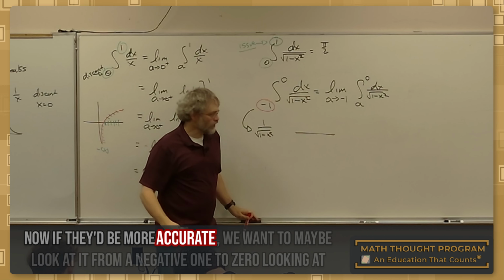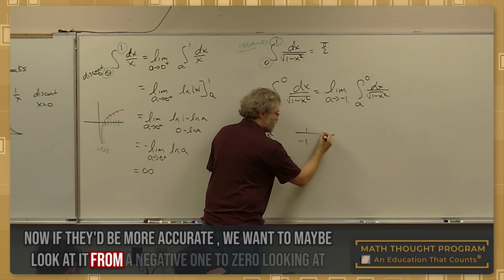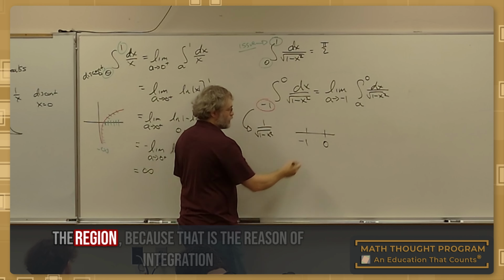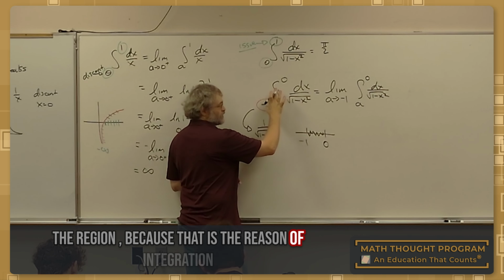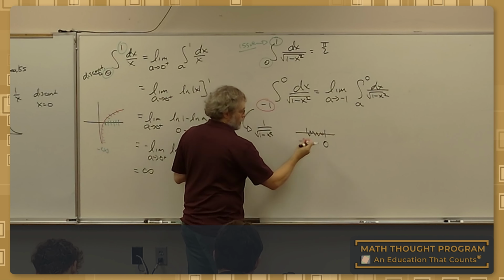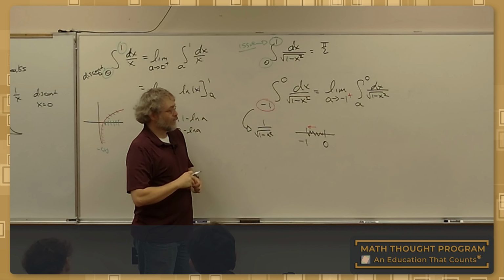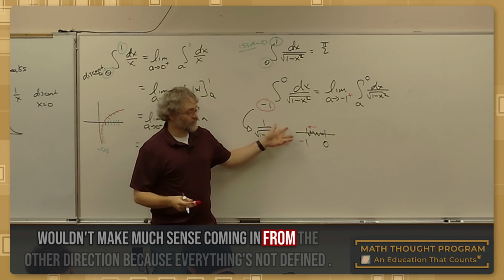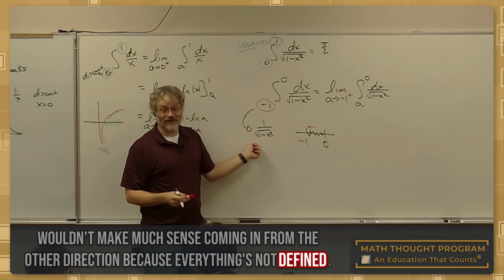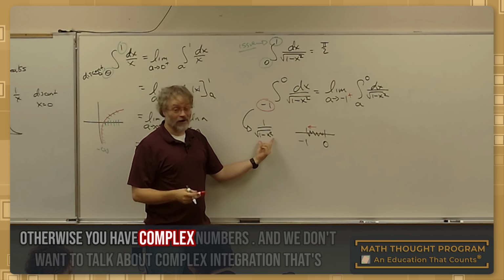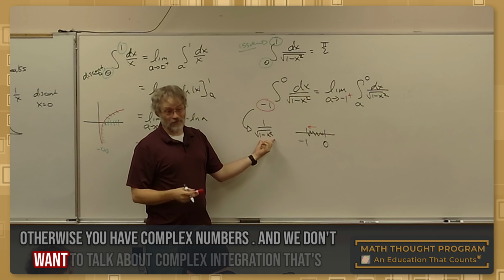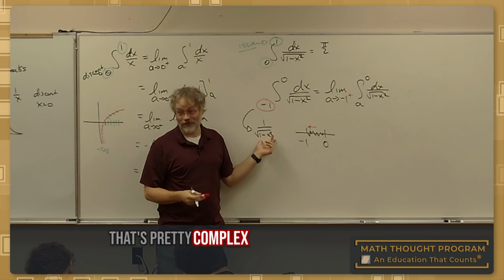Now, to be more accurate, we want to maybe look at from -1 to 0, looking at the region, because that is the region of integration. You are coming in from the right-hand side, so write in terms of a right-hand limit. It wouldn't make much sense coming in from the other direction because everything's not defined. Otherwise, you have complex numbers. And we don't want to talk about complex integration. That's pretty complex.